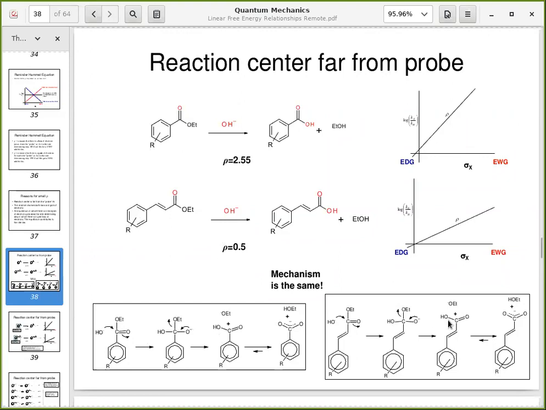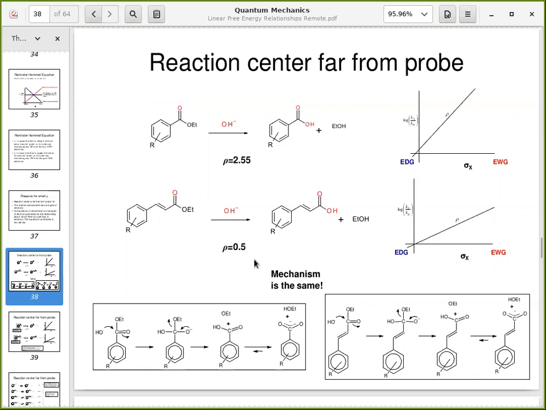However, I've got the mechanism down here. The mechanism's the same. You've got OH minus coming in, you form that tetrahedral intermediate, and you've got loss of EtO minus, and of course the final equilibration. It's exactly the same in both cases. So how can this be that we have different reaction constants for the same mechanism? And I hope that you can see that this aromatic system in this case is very far from the carbonyl, whereas in our original case, the aromatic system is close to the carbonyl. And that has resulted in our reaction constant's magnitude being less than 1.